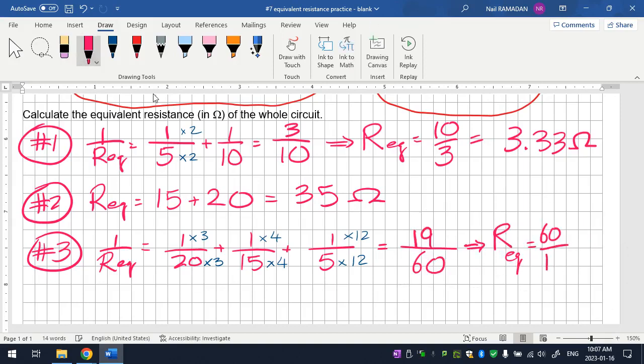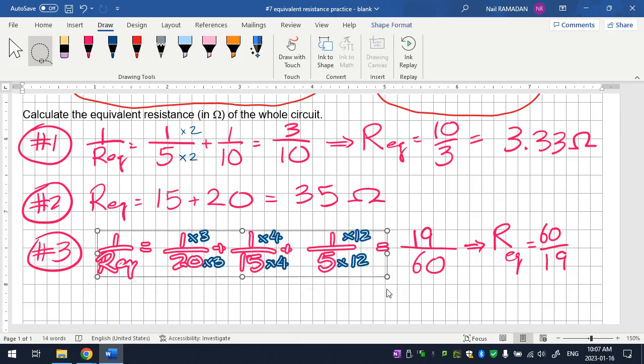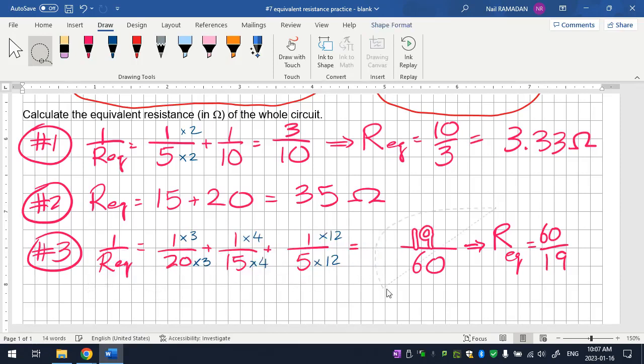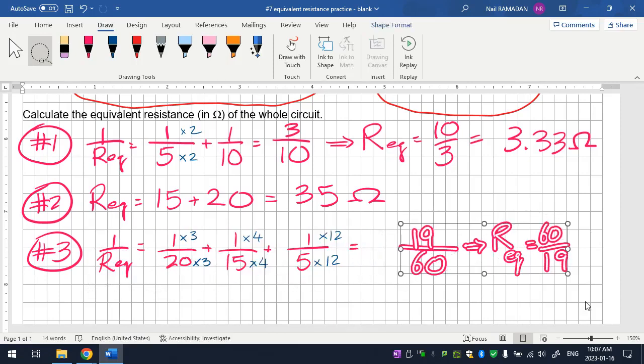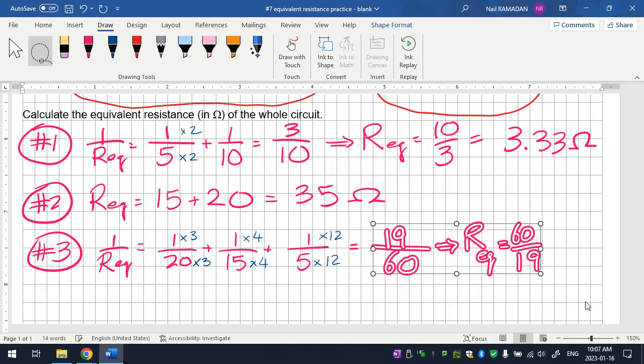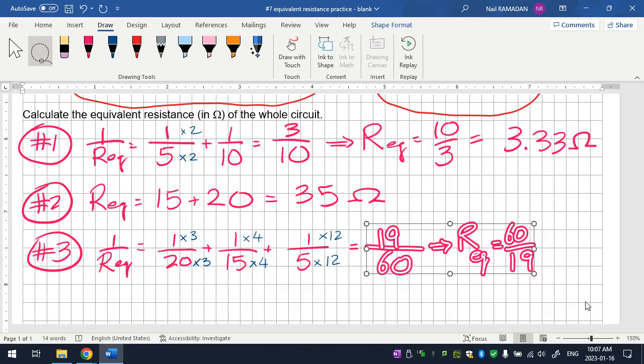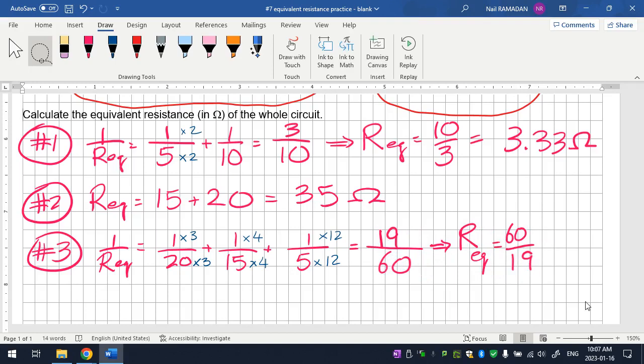60 over 19. What's 60 over 19? Well, I know one thing: it's 3 point something, because 60 over 20 is 3. 60 over 19 is slightly more than that. 3.16. So how much? 3 point? What's after the 6? Okay, thank you. So 3.16 ohms.